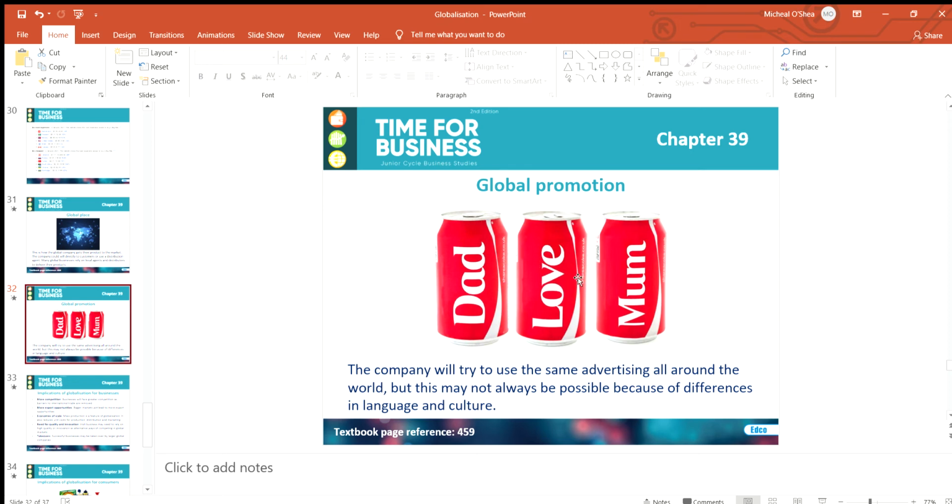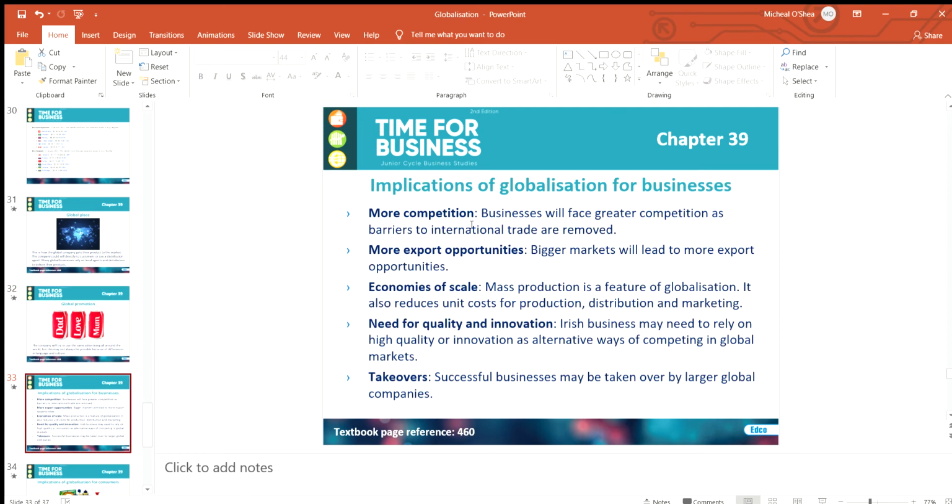And they obviously had other things as well. They had sister, best friend, love. They had BFF. They had all these other different kinds of designs, as well as having John, Mary, and so forth. So that's a global promotion. They try to keep it more or less the same around the world, but there were differences.